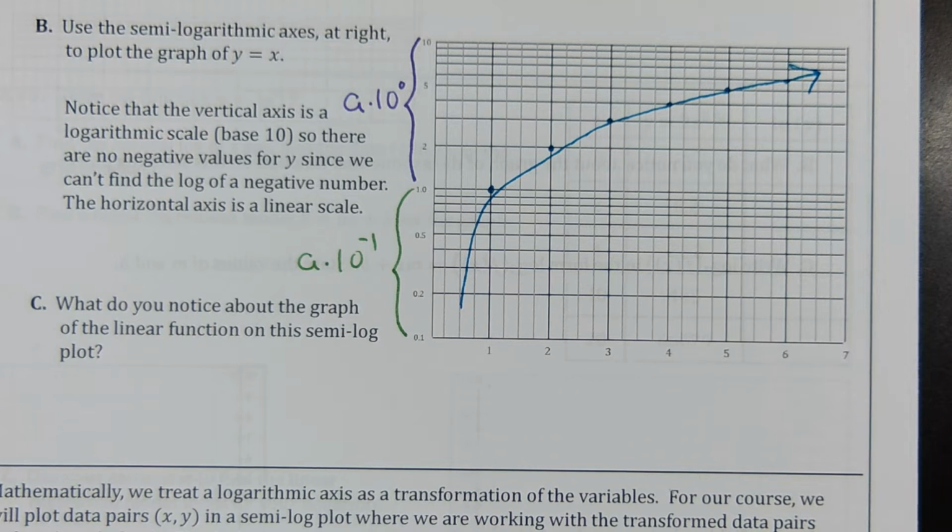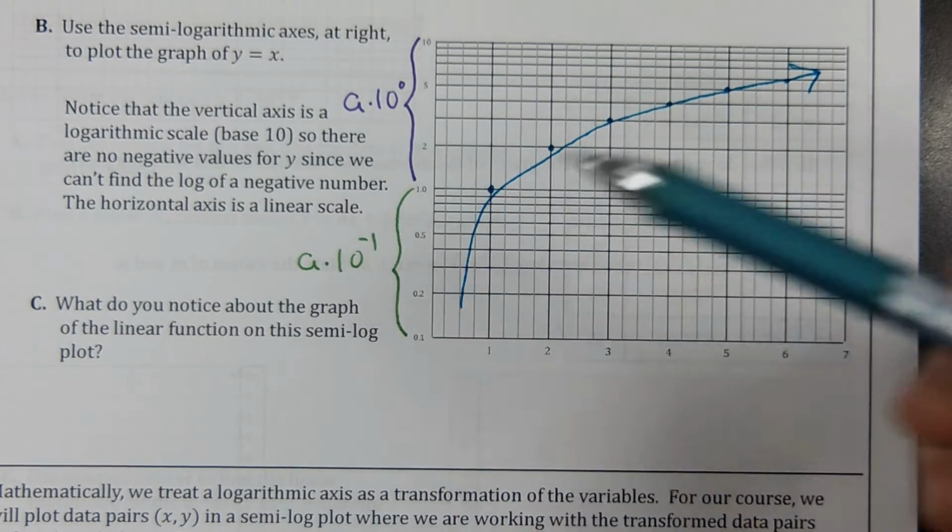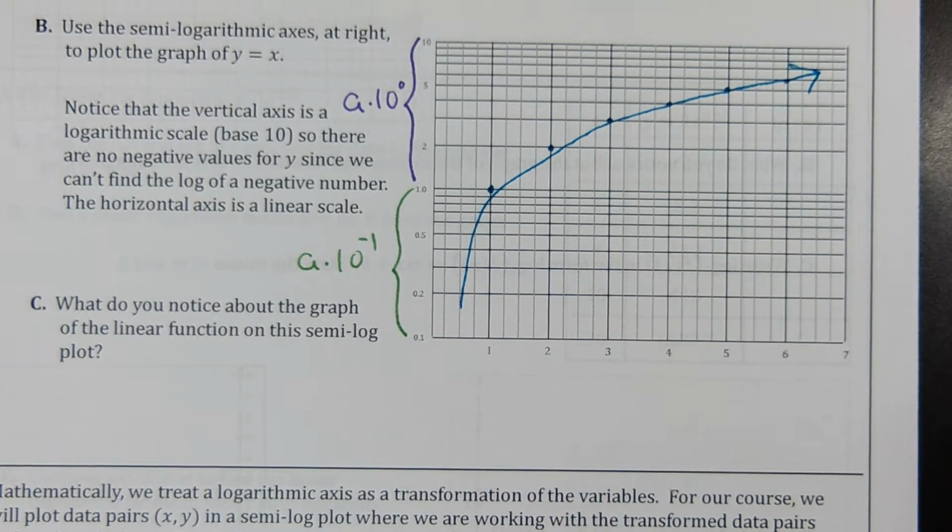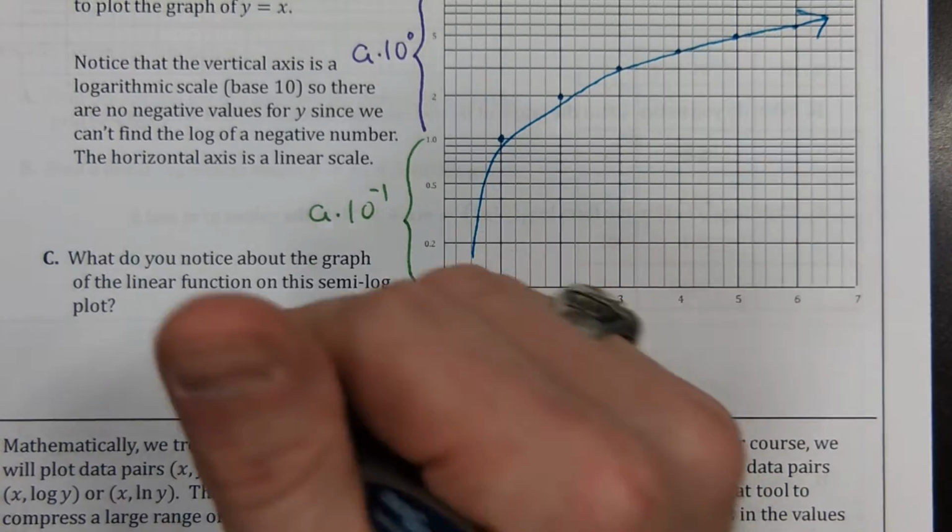It says, notice that the vertical axis is a logarithmic scale, which is base 10, which I showed you. So there are no negative values for y since we can't find the log of a negative number. The horizontal axis is still linear, like I said. It says, what do you notice? And you guys noticed it right off the bat. The graph appears logarithmic.